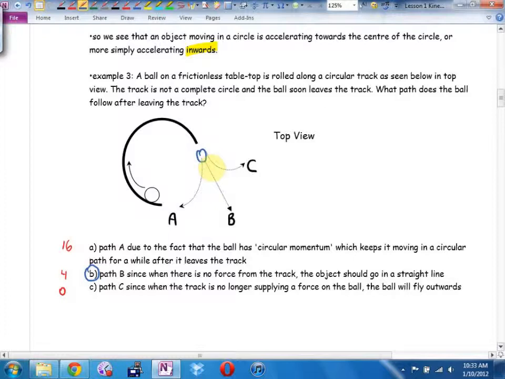Is there friction? Okay. Are there any other forces acting on it? Emily, if there are no other forces acting on it, how can it change direction? How can it accelerate? By Newton's first law, it would have to keep going in a straight line at a constant speed. B.